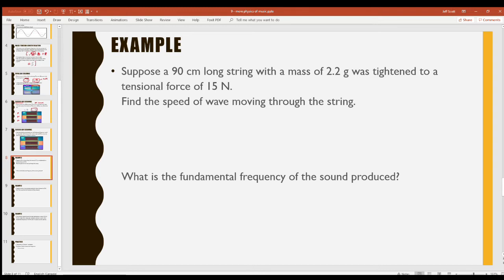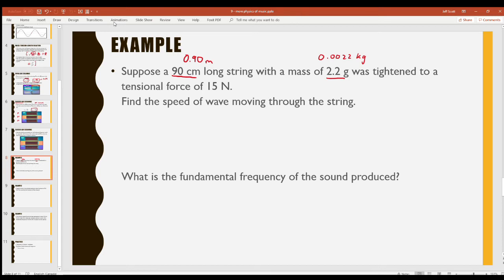Now, before we even begin, we should always do what we've always done in Physics 20 and change our units to common units that we always like to use. We don't like using centimeters. So before I even begin here, I'm going to change this 90 centimeters to 0.90 meters. And likewise, grams aren't exactly what we want to use. So we should divide this by 1,000 to turn this into 0.0022 kilograms. Now, 15 newtons, of course, newtons is the standard unit for force, so that one's fine.